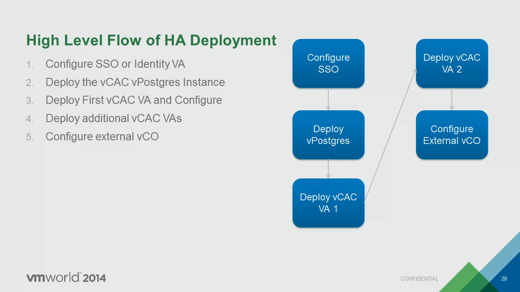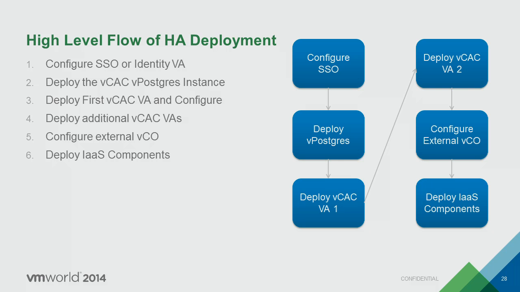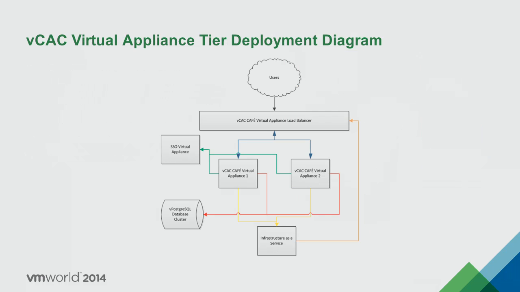You can configure an external VCO, and later on, you'll replace the settings that would use the internal. Then you start deploying the IIS components. And here's roughly the vCAC virtual appliance tier of the product. So you'll have your Cafe virtual appliance load balancer, Cafe being sort of an internal name, and you'll have at least 2 appliances behind it. In addition, you'll have your vPostgres database cluster and your SSO appliance.